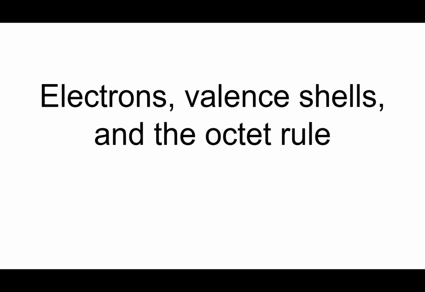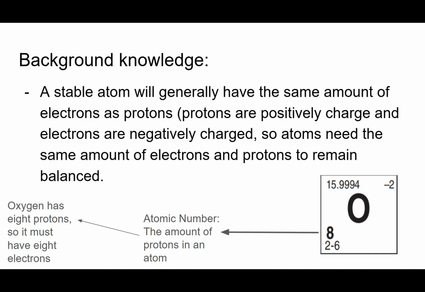Let's talk about electrons, valence shells, and the octet rule. So this is some background knowledge that you'll need to know. A stable atom will generally have the same amount of electrons as protons, right? Protons are positively charged and electrons are negatively charged, so you need the same amount of electrons and protons to remain balanced.